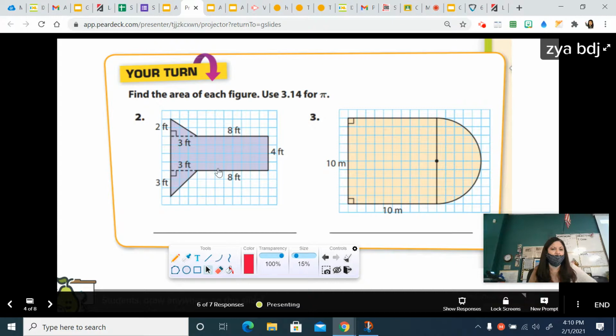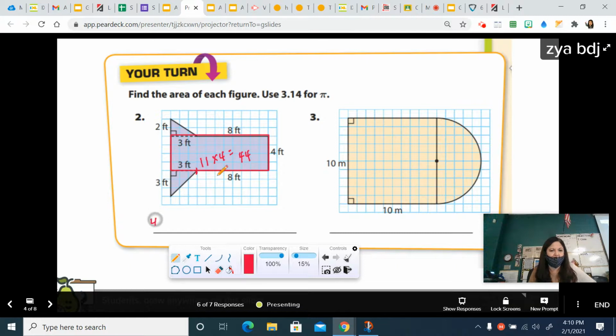So these are different ways you could have worked it out. One way, I said, is for you to find the area of this whole thing. You would do your 8 plus your 3 and get 11, times 4. And this whole rectangle would give you 44 square feet.